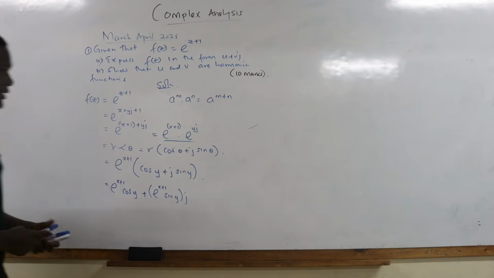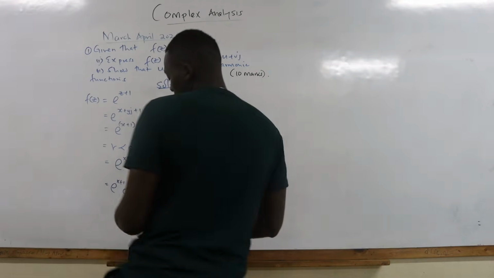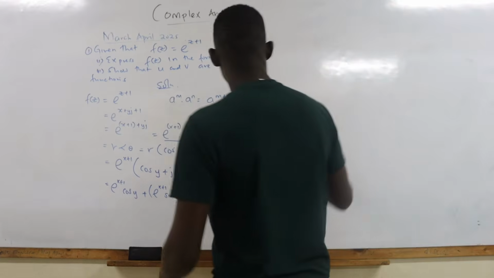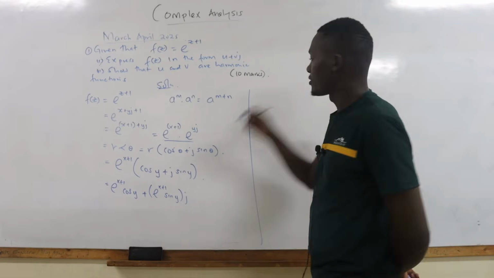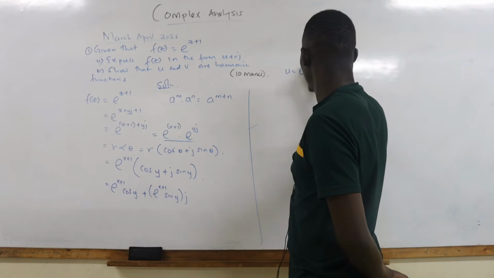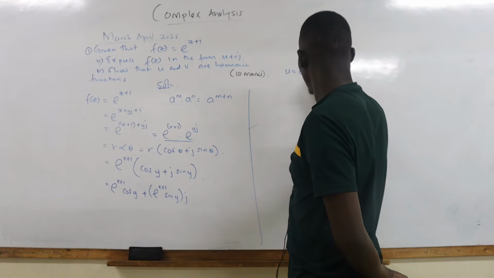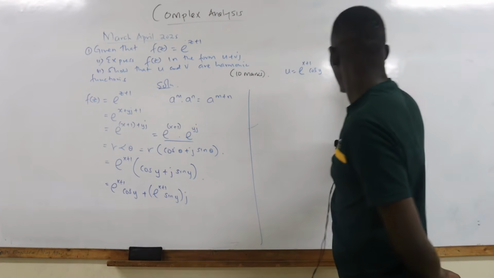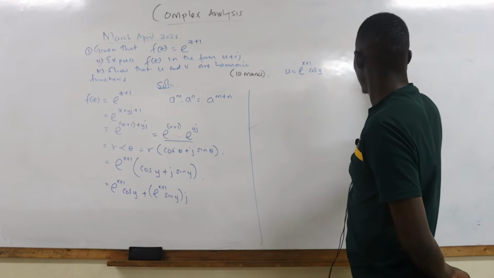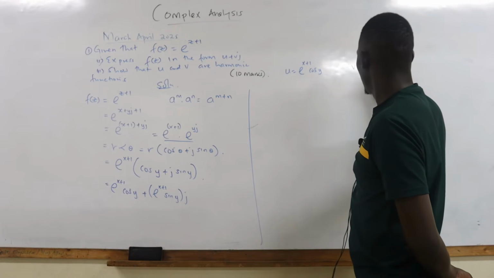Now let's come to the second. We show that u and v are harmonic. So we have conditions to be met for functions to be harmonic. Since we have the u and v, our u is given by exponent of x plus 1, then cosine of y. Then our v here will be represented by exponent x plus 1, then we have sine of y.